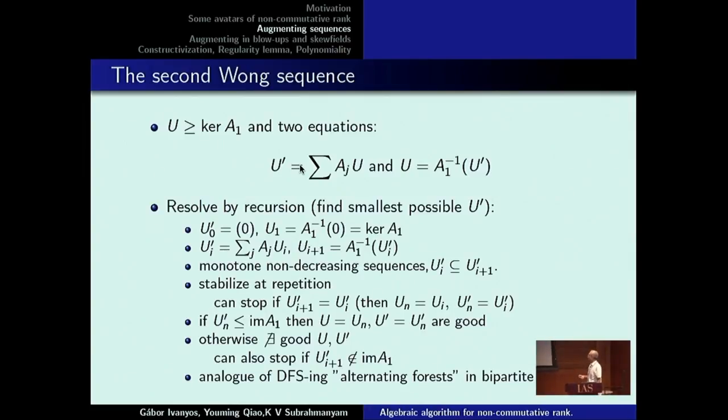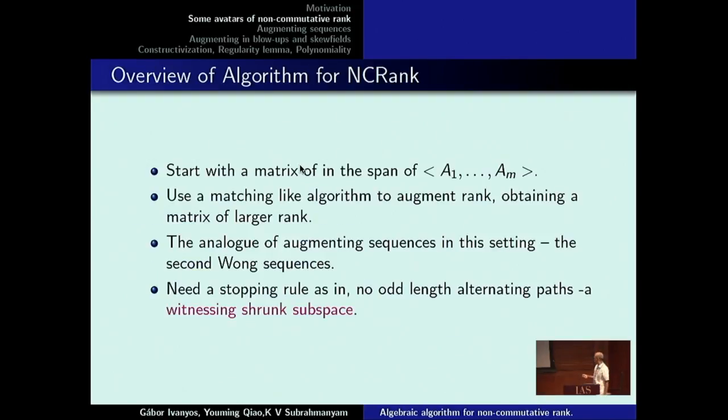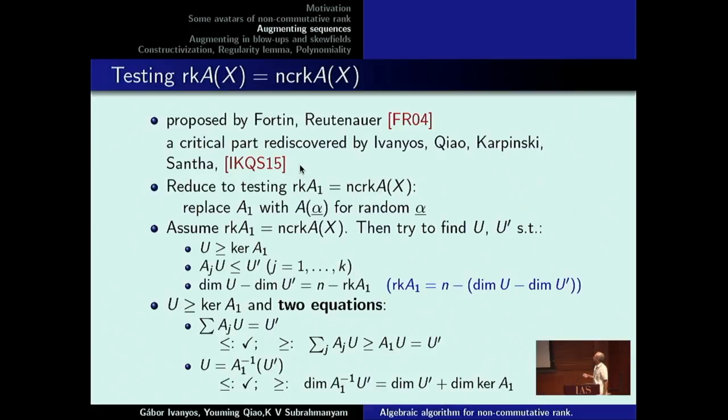And then what do we check? We only need to check if this Un prime is actually in the image of A1, because that's what the previous slide tells us. The previous slide tells us that if I start off with something in the kernel of A1, I pull it back. This kernel is finally contained.